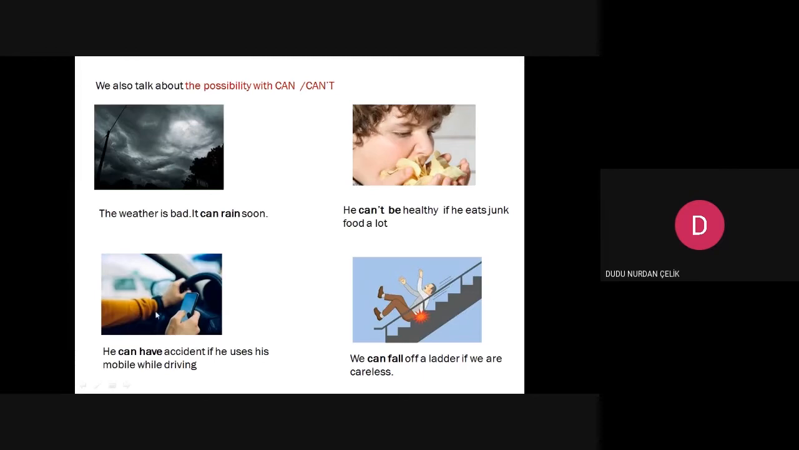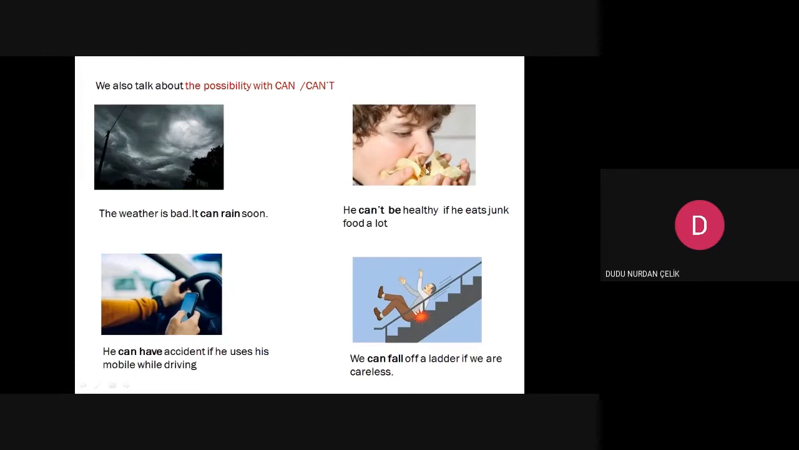Here, this man is doing something really dangerous. He's driving a car and also texting a message. It's really dangerous. You can have accidents. And we can say this: he can have an accident if he uses his mobile while driving. Possibility. Maybe he is not going to have an accident, but maybe he is going to have one. So there is possibility, and we say he can have an accident if he uses his mobile while driving.